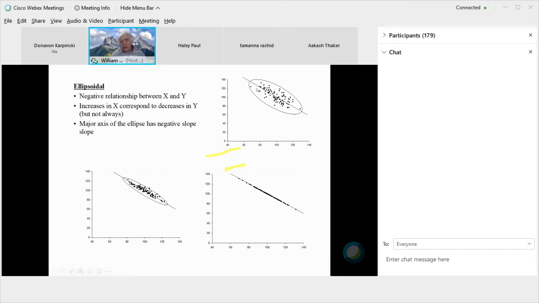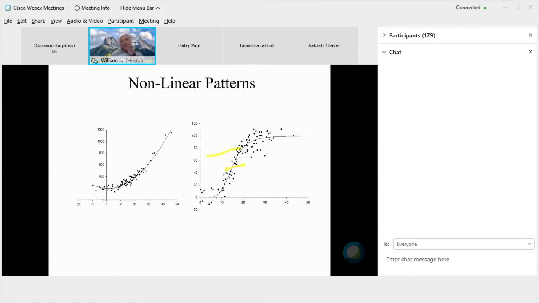And so for this pattern up here, the minor axis is larger, in relationship to the major axis, than the minor axis over here. In a circle, there's no major and minor axis. There are also nonlinear patterns that you can see. This one is parabolic. This one here is sigmoid. This is the usual pattern you see for growth.